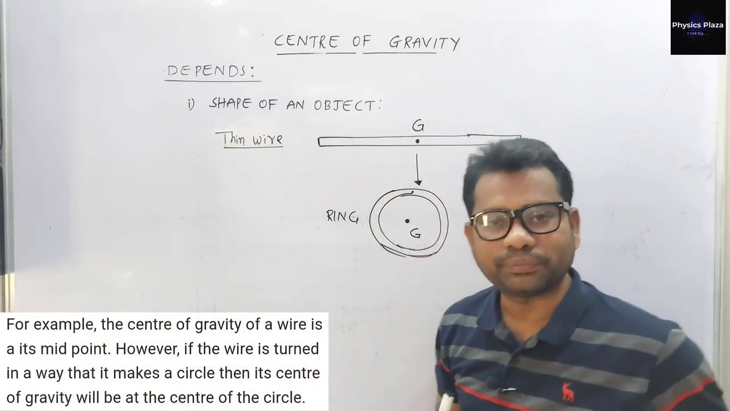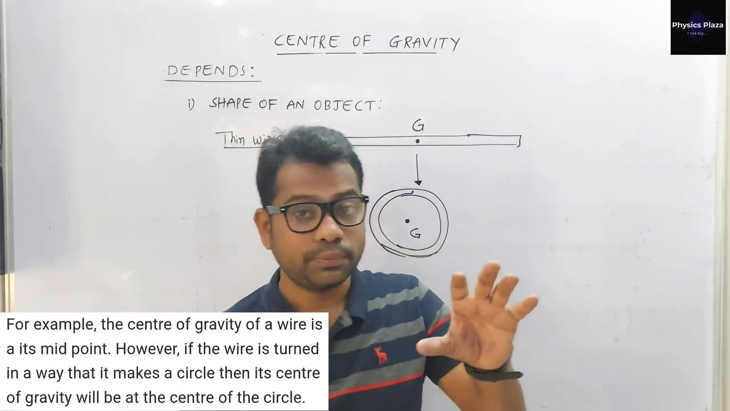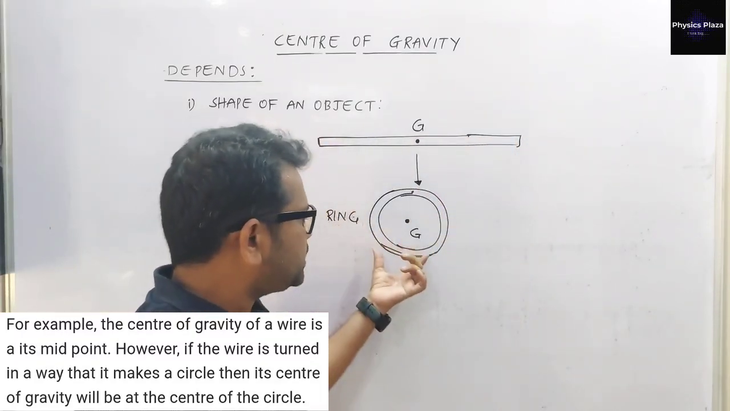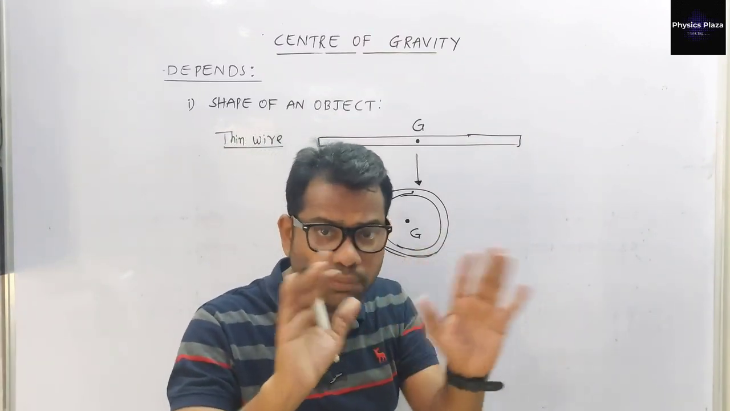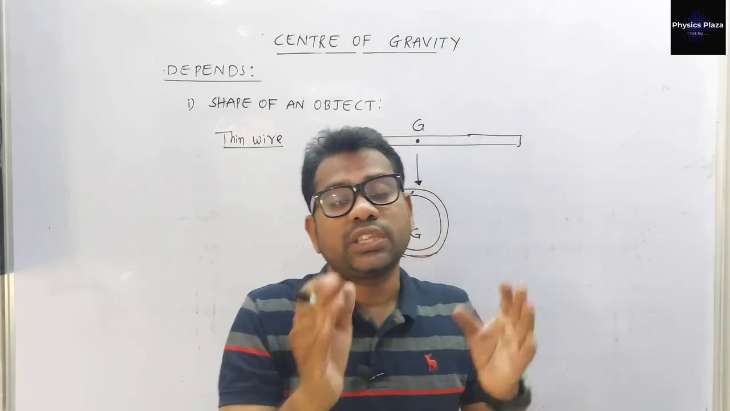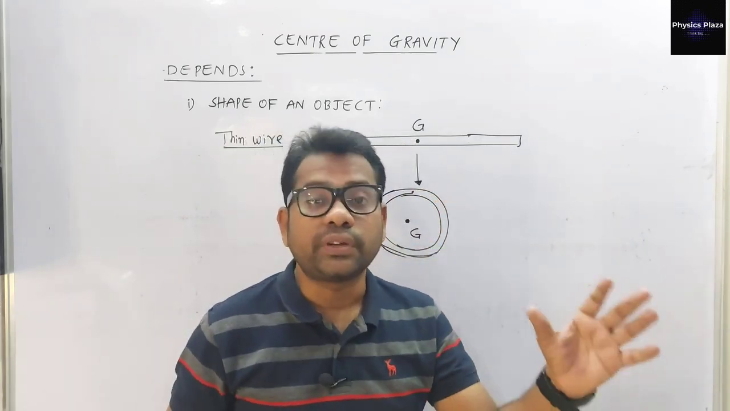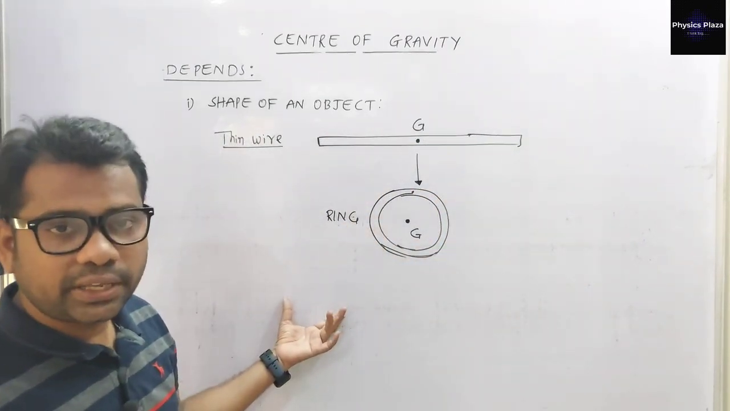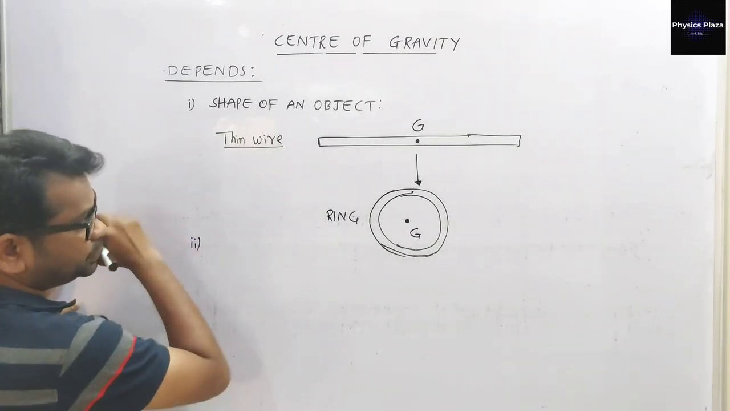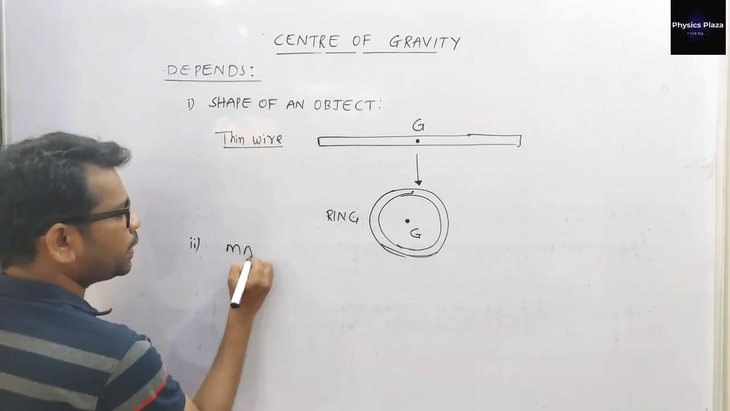It's very, very important. Whenever you change the shape, children, for example, if the mass of this thin wire is 50 kg, obviously the mass of this ring is 50 kg. We are not changing the mass, only the shape. Whenever we change the shape, the center of gravity will be shifted. The best example is this only. Is it clear? Fine. And the second one, children, it also depends on mass distribution.